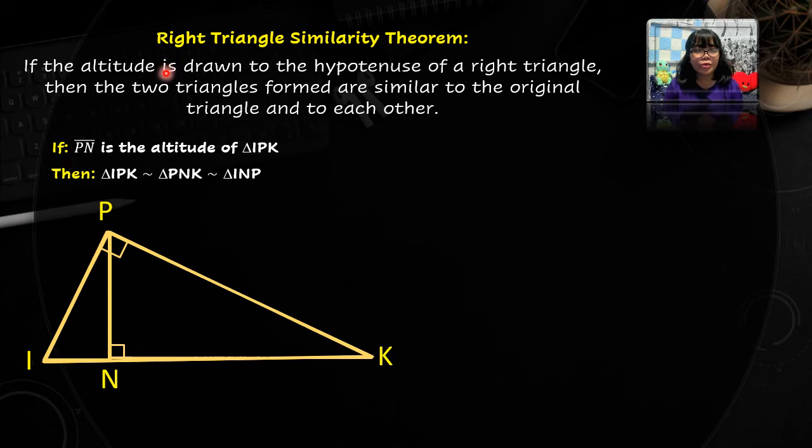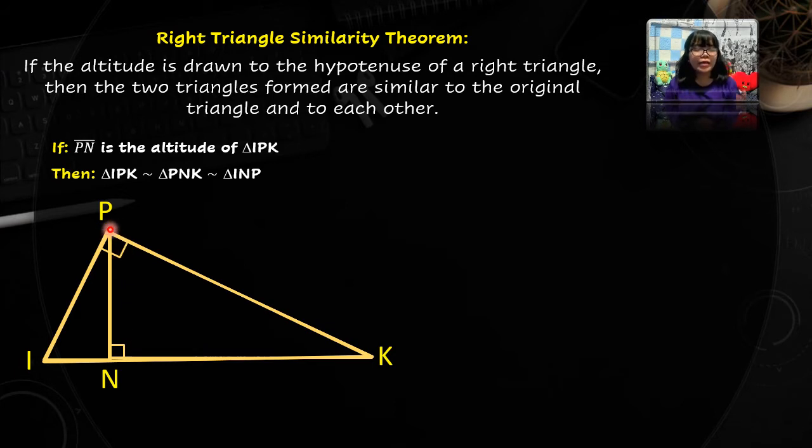So what is an altitude? An altitude is the height of a certain triangle. Now, if you draw a segment representing the altitude of a triangle, then you will be forming another two triangles. And those triangles are similar to the original triangle and also similar to each other. So say for example, we have here our triangle IPK. So this is the original triangle. So we will be drawing an altitude. So we have here your PN. So this is the height or the altitude of our triangle.